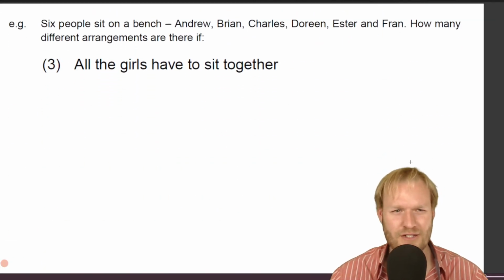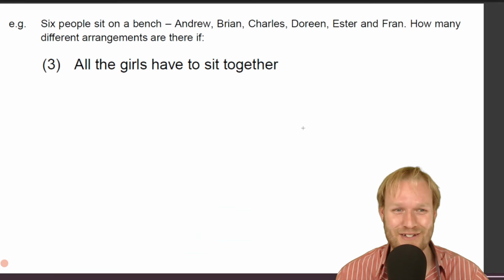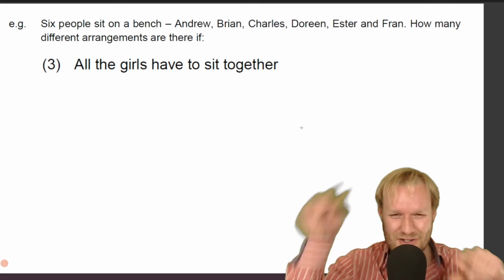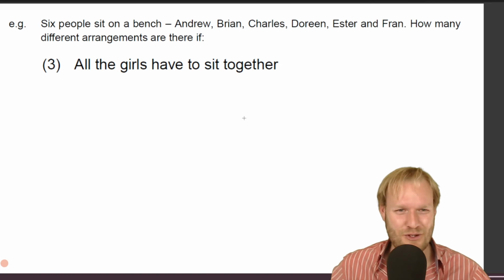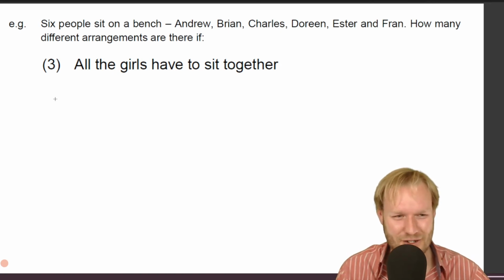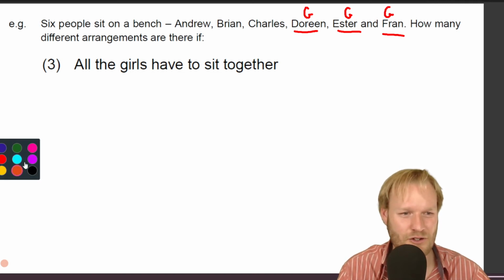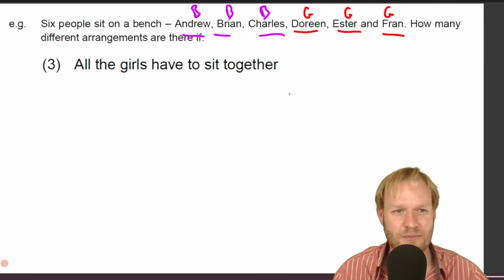Okay, onwards, upwards. 6 people sit in a sense of deja vu here. So we know these 6 people are sitting on a bench. And again, a straight bench, kind of assuming not a circular bench. But why couldn't we have a circular bench? So in this case, all the girls have to sit together. Now, as always, we're just going to assume that Doreen, Esther, and Frangipani are the girls in the group. So I'm going to put G's over there for them, and for the boys, let's go B, B, B.